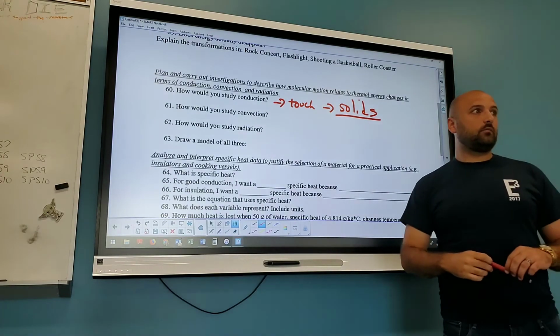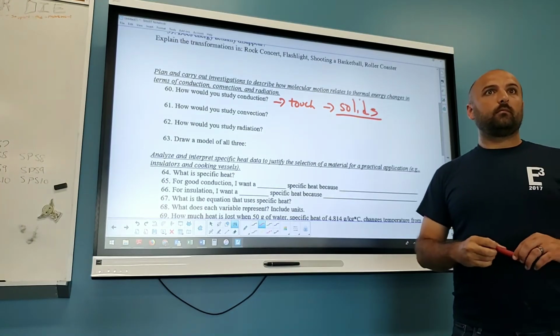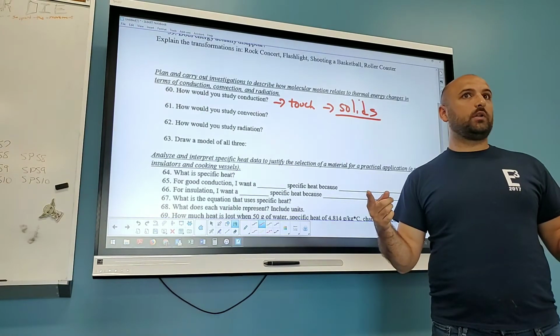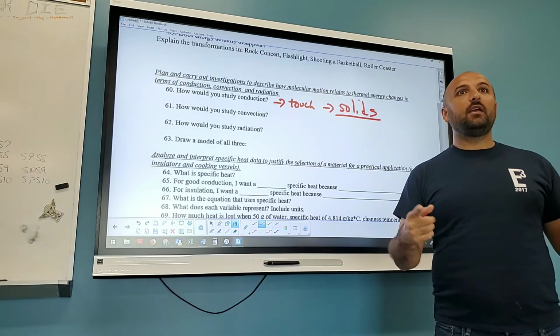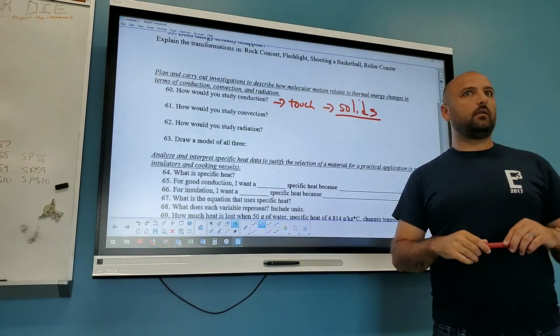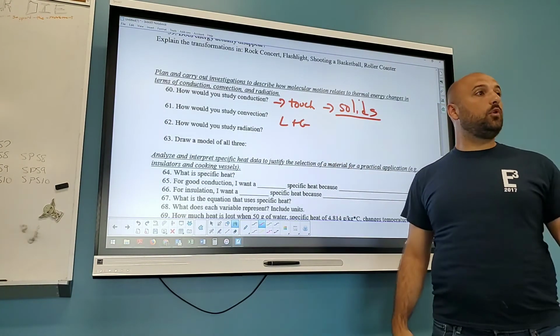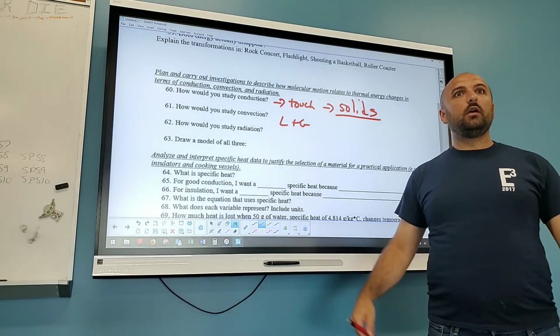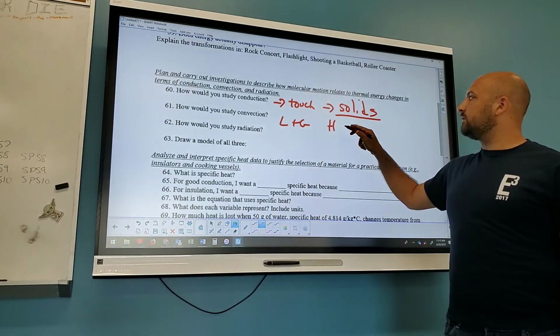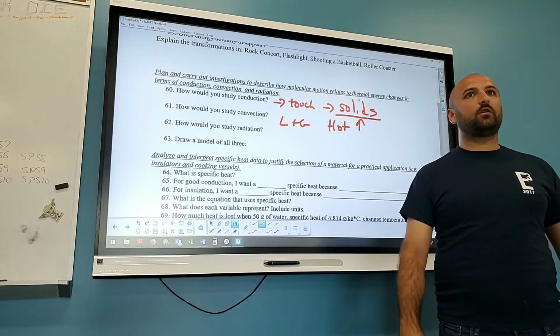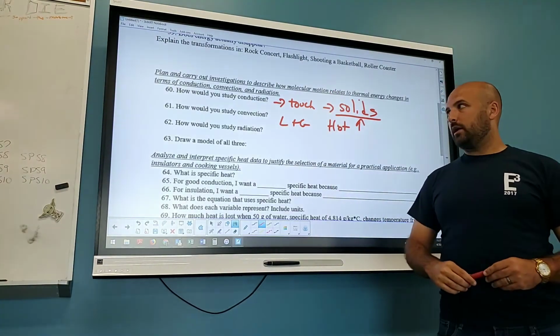What about convection? No touching. Convection currents happen in liquids and gases. It doesn't happen in solids. Why not? Because they can't move around as much. They're stuck in place. So with liquids and gases, hot things go up because they're less dense. That's the whole idea. Hot things go up and cold things go down.